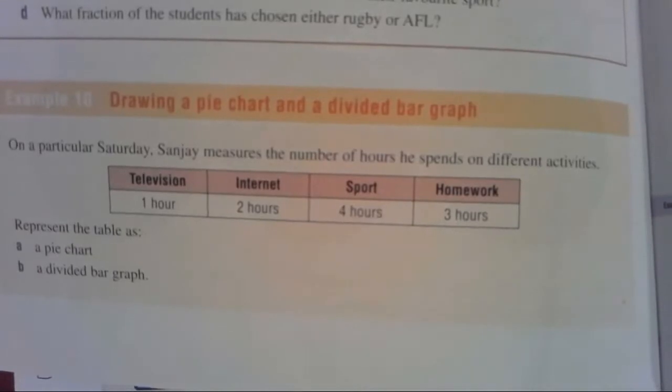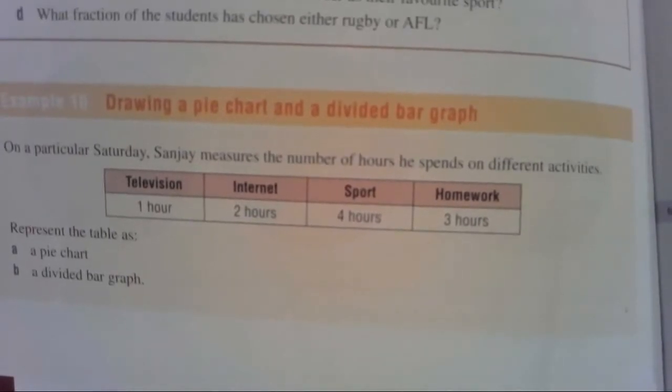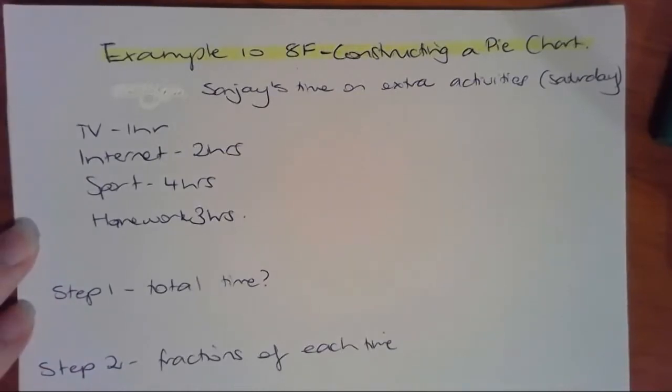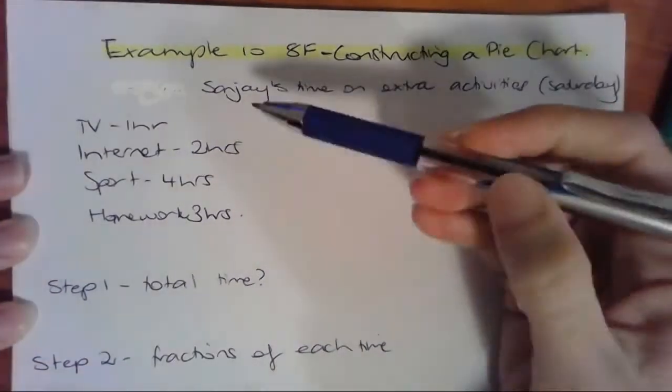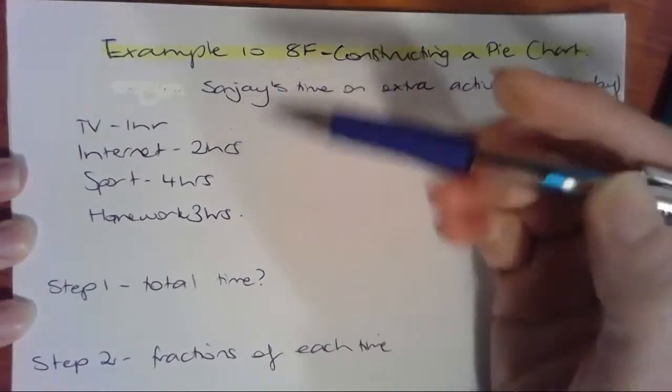And then the questions ask you to represent the table as a pie chart and then as a divided bar graph. Now, they're two different graphs, but they actually use essentially the same process and the same skill. So I'm going to start by showing you pie chart. And then with the working that we've done there, we'll be able to easily do a divided bar graph as well. So I've just written down that information here in a list instead of a table.